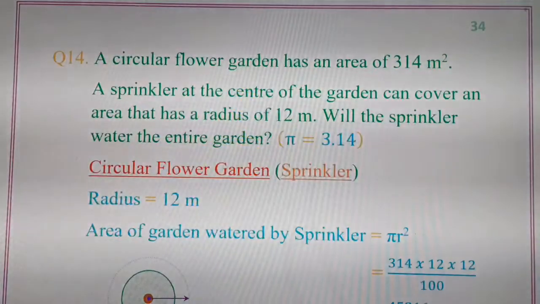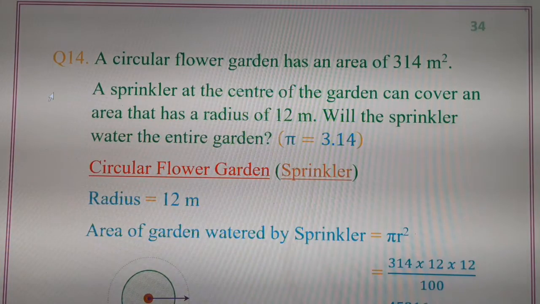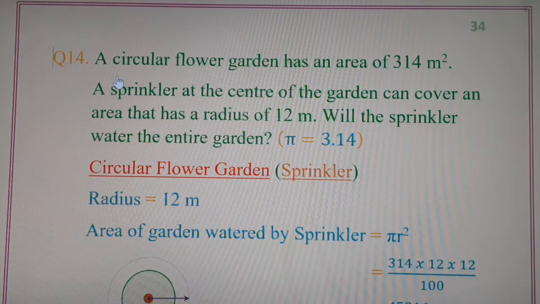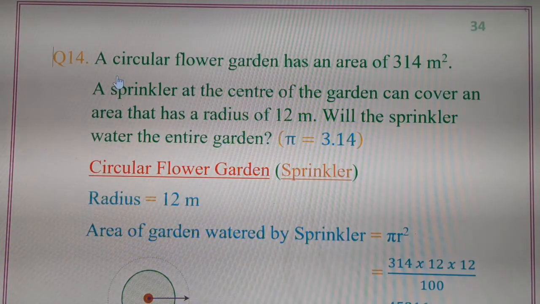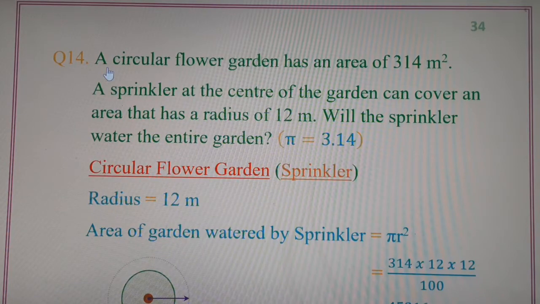Today we continue perimeter and area part 12. Exercise 11.3, page number 224, main question 14. Let's go to the 14th sum.